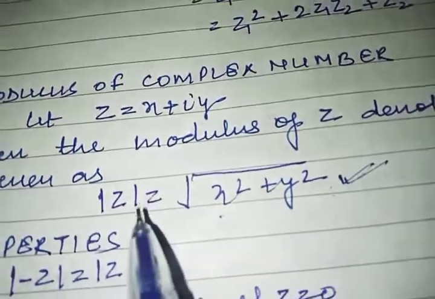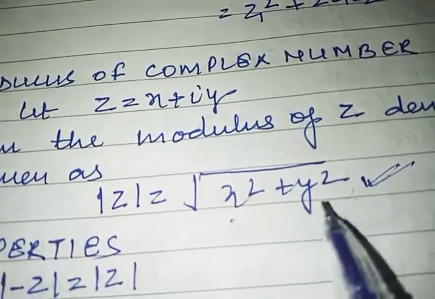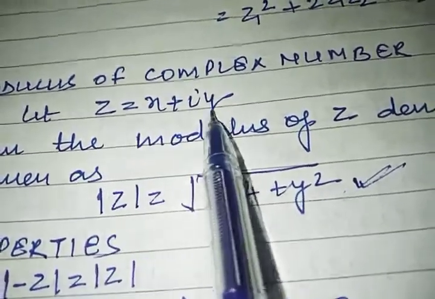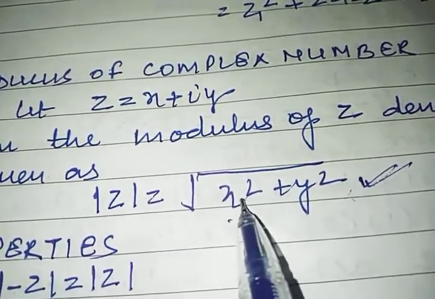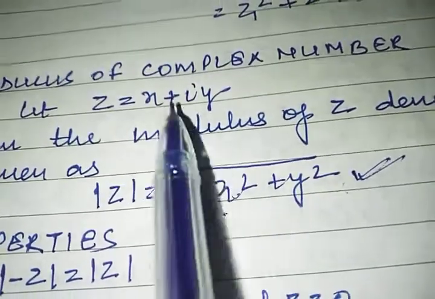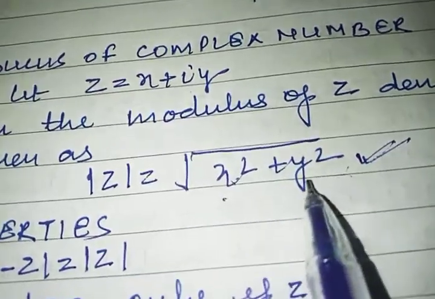Okay, so mod z will be given by root of x square plus y square when z is equal to x + iy. See, both the real numbers have been taken here. We have not included i anywhere here.